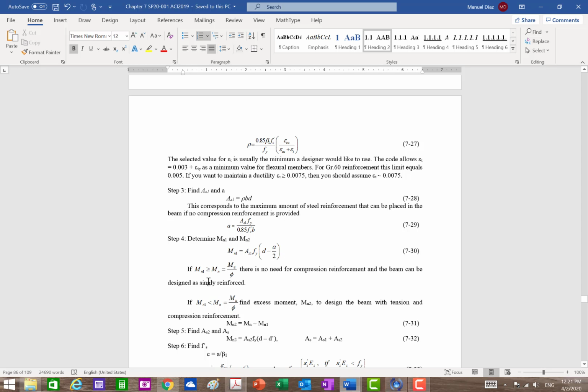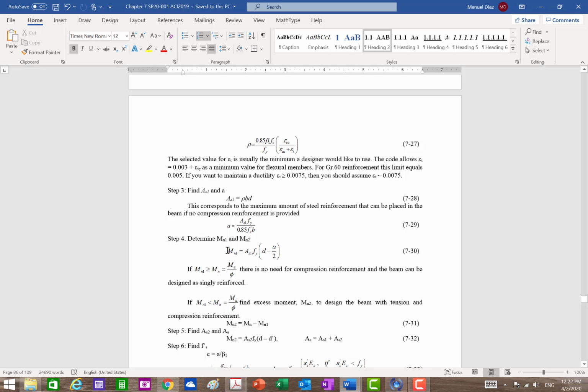And so you find what this moment is. Again, if it so happens that this value is greater than your applied moment divided by your phi factor, then you don't need compression reinforcement. There is no difference. The idea of the compression reinforcement is that when you design for the tension bars, you found a capacity, but that capacity is not enough to carry your moment. So you need to have a difference. And so this is really the case. So the case is really this one.